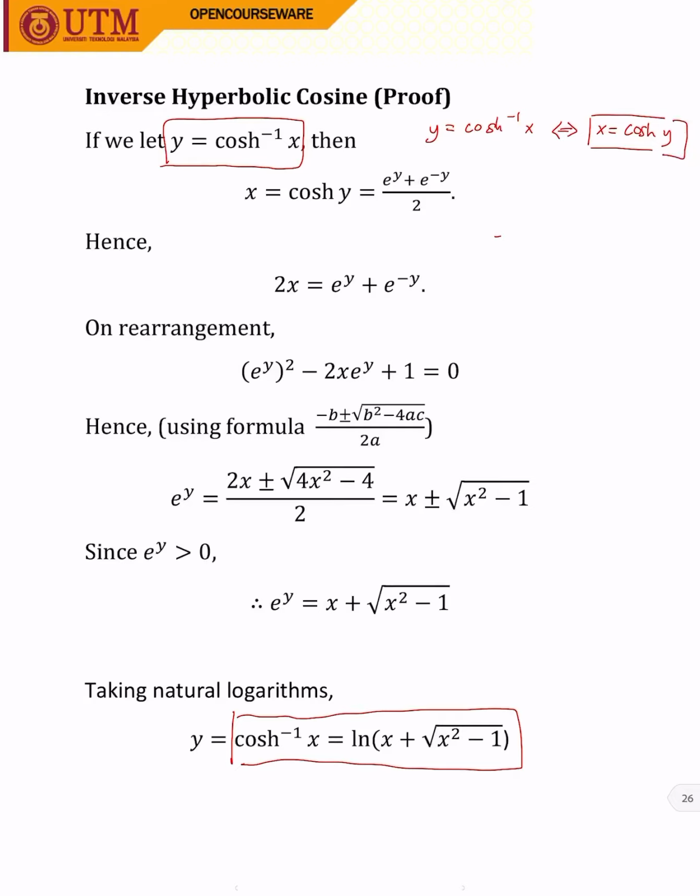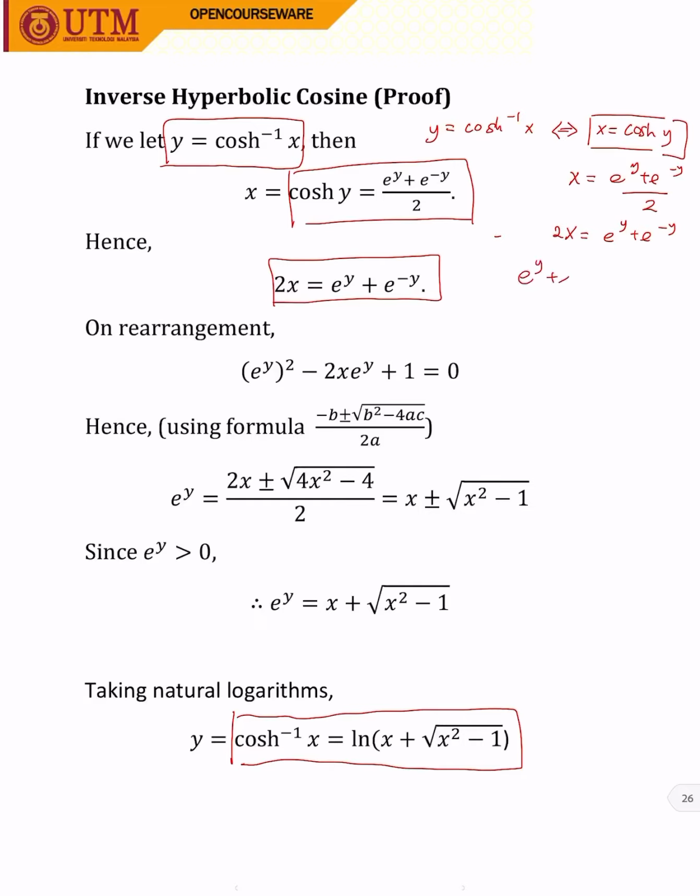x equal to cos y. From the cos y, we know the definition of the cos is basically e^y plus e^(-y) over 2. So we have this. After that, we just rearrange. We know that this is x, so we obtain 2x equals e^y plus e^(-y). Next we just rearrange, make it one side only, so e^y plus e^(-y) minus 2x equal to 0.